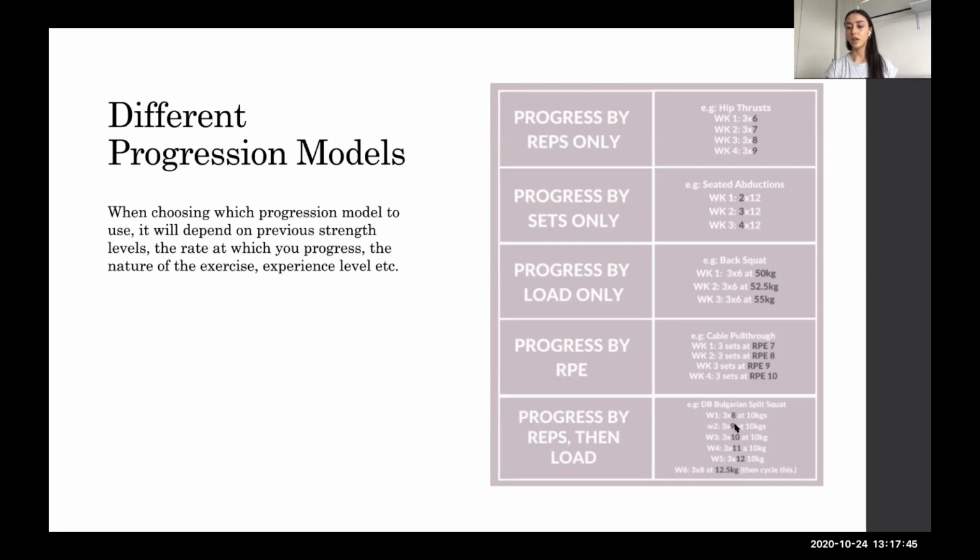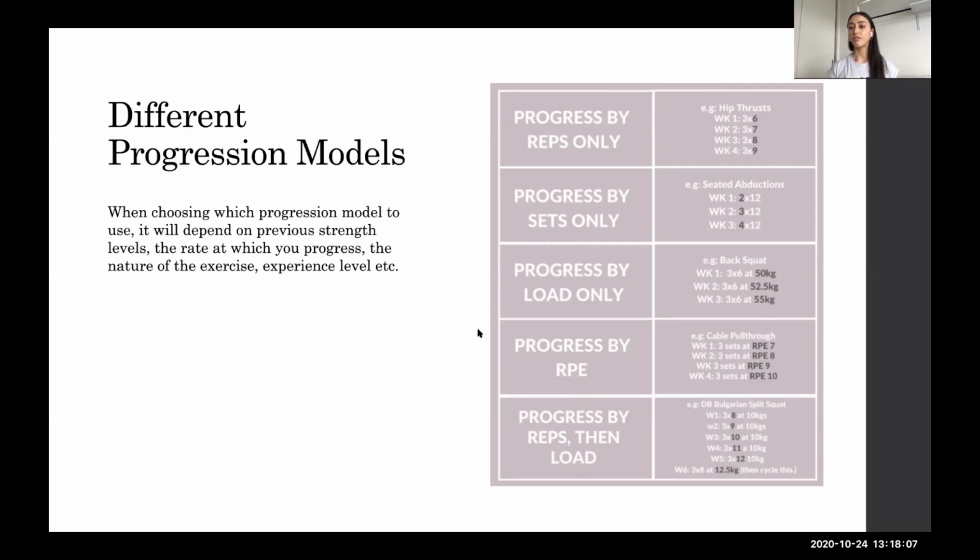So you can go 3 for 9, 3 for 10, 3 for 11, 3 for 12, and then you can jump up to the 12.5s, but you might want to jump back down to the rep range of 8. And then you can just cycle that and keep going and keep going. So another thing to note is that progress definitely isn't linear. That's why combining some of these is really fantastic.